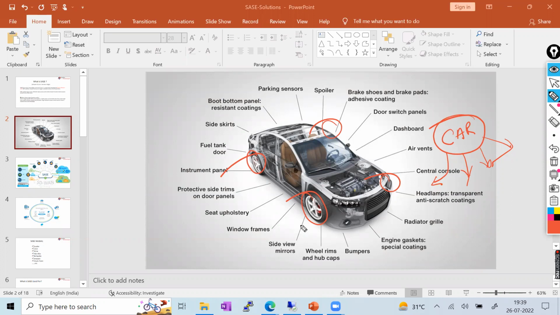So whosoever is going to design the car, they just have to make sure the car has 4 tires, right? The car should have a dashboard, door switch panels, air vents, seat belts, window frames, mirrors, and bumpers. So a lot of features you can see in cars. And after combining all the features, we have one solution which is known as a car, right?